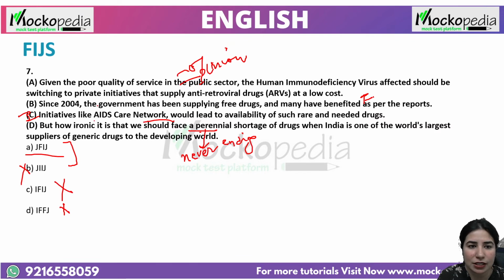तो ये देखिए largest supplier, यहाँ तक आप इसको fact बोल सकते थे, but how ironic is that we are facing a shortage. तो यहाँ पे एक opinion driven statement हो गया, इसलिए this will more fit in to be a judgment statement. Hence we are going to mark A as our final answer, right? So I hope we are sorted with this question.